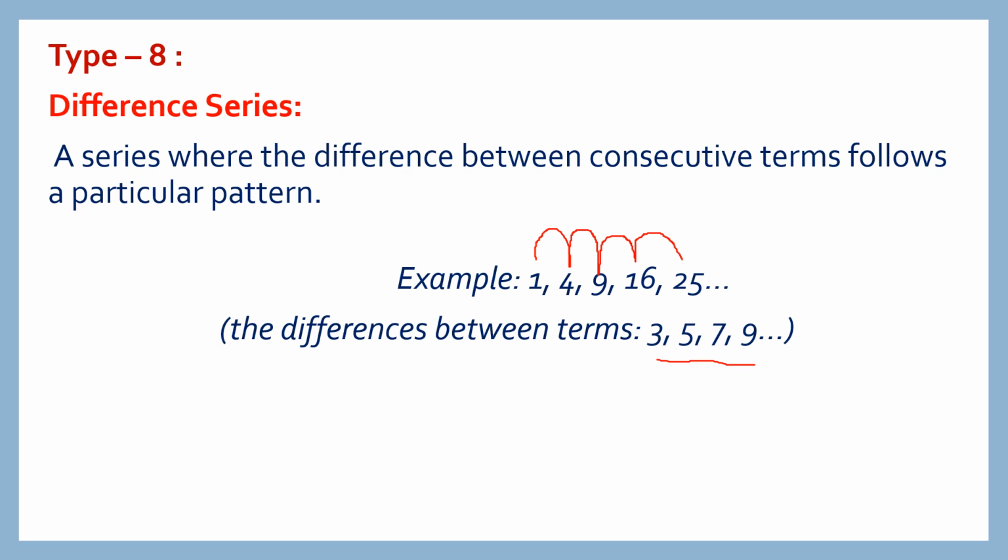So the difference here is actually obtained by adding an odd number, not an even number. So you have to find what's the next odd number. 11. So when we add 25 and 11, we'll get the answer of 36. So what's the answer for this? 36. That is difference series.